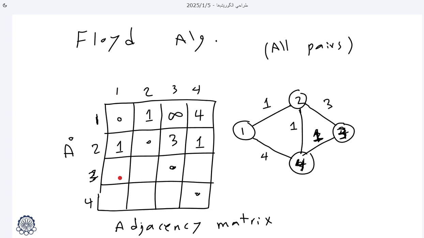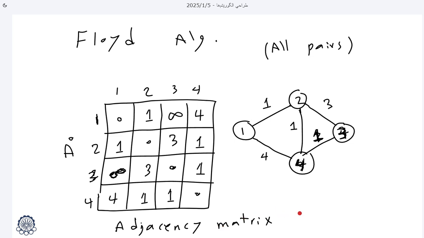3 1 is infinity again because there is no edge between 1 and 3. 3 2 is 3. The weight is 3. 3 4 is 1. 4 1 is 4. 4 2 is 1. And 4 3 is 1. This is the adjacency matrix.